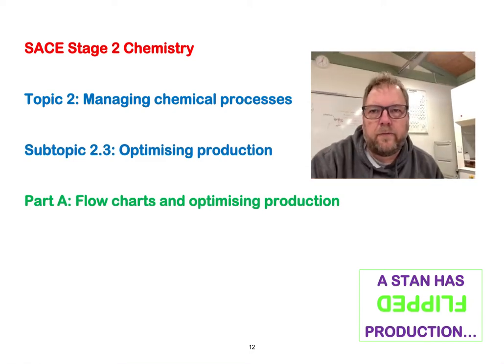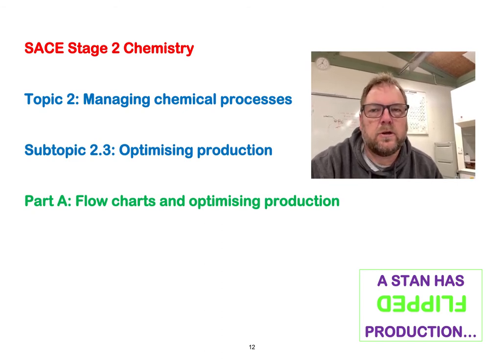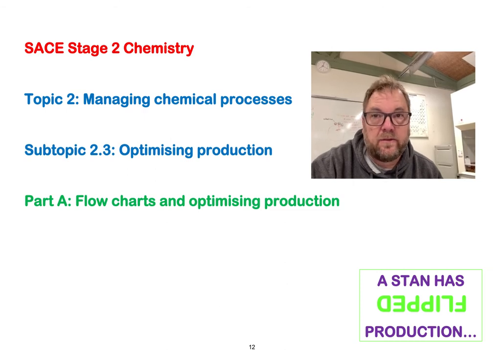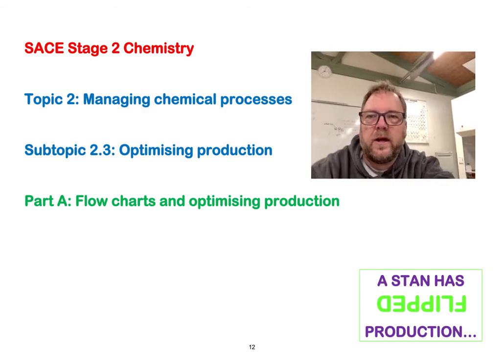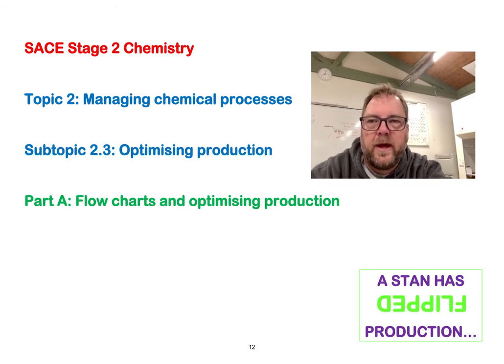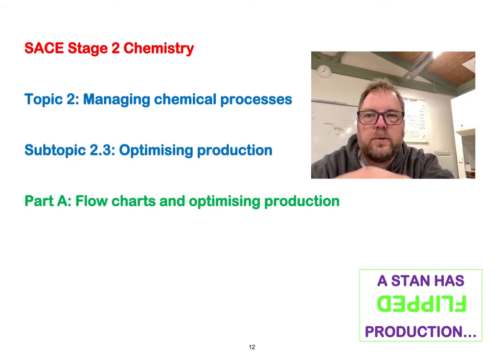Okay, into our final subtopic of the managing chemical processes topic, and we're going to look at optimizing production. In particular, we're going to look at flowcharts, which is an important thing we need to understand for this course, as well as looking at what we've learned about rates and equilibrium to optimize production in chemical industry. Let's get into it.